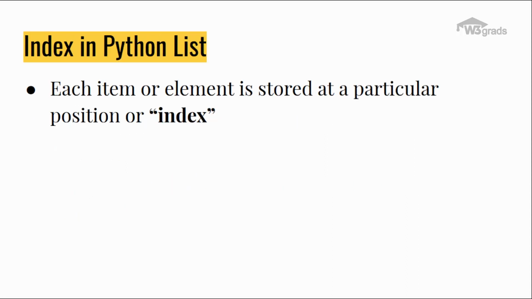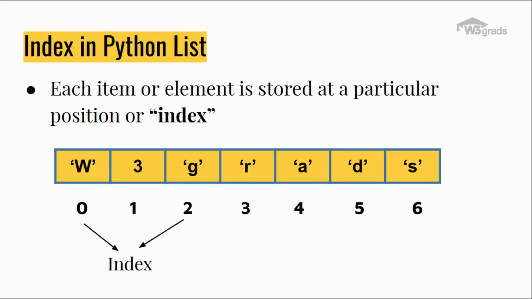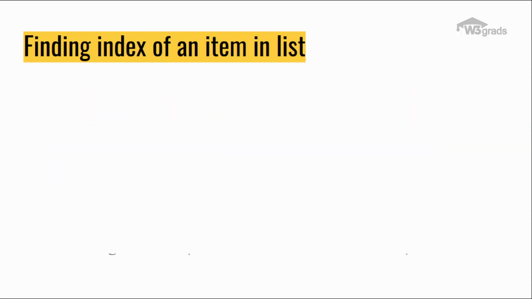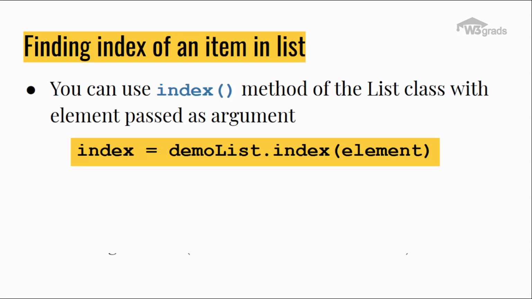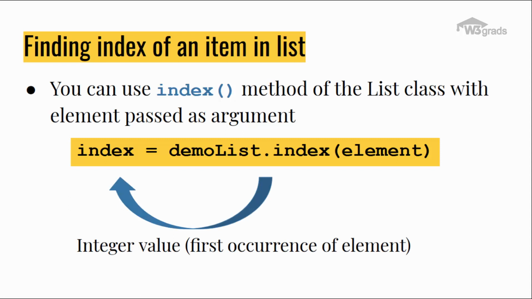All the items or elements in a list are stored at particular position, which we call as index. The image shows a list of elements along with their positions or indexes. Now, to find index of the first occurrence of an element in a given Python list, you can use the index method of list class with the element passed as argument. The statement shows the use of index method. Here, a variable named index is assigned a value returned by calling the index method through list object named demo list and passing an element as an argument. Here, the index method returns an integer that represents the index of first match of specified element in the list.